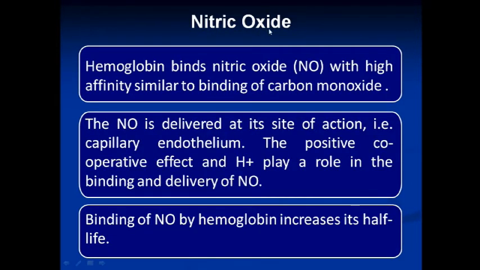Now nitric oxide. Hemoglobin can also bind with nitric oxide with high affinity, similar to the binding of carbon monoxide. The nitric oxide is delivered at its site of action, for example the capillary endothelium. The positive cooperativity effect and hydrogen ion concentration play a role in the binding and delivery of nitric oxide by hemoglobin, which increases its half-life.